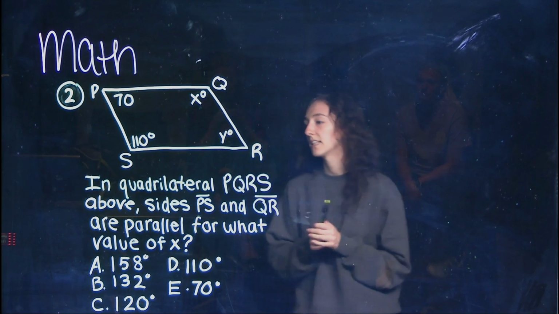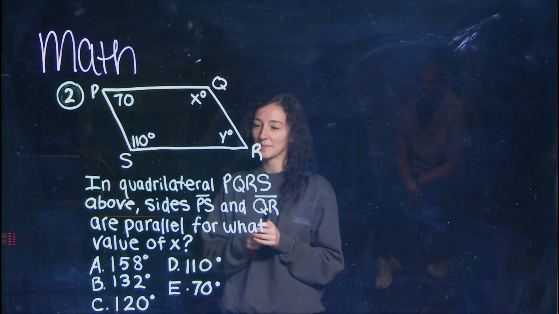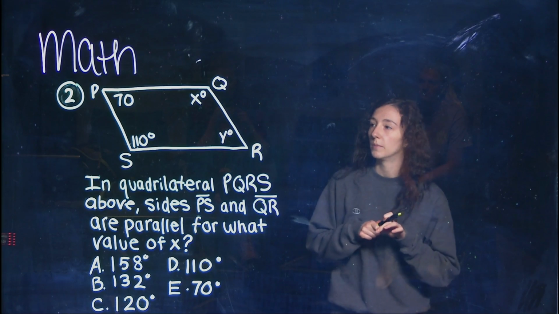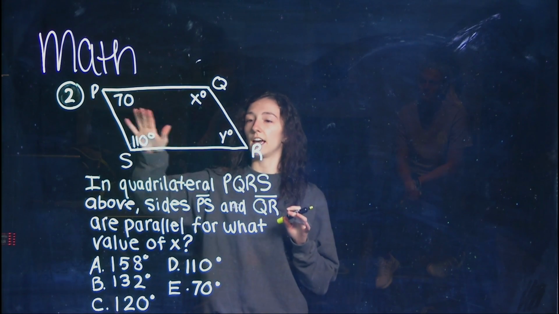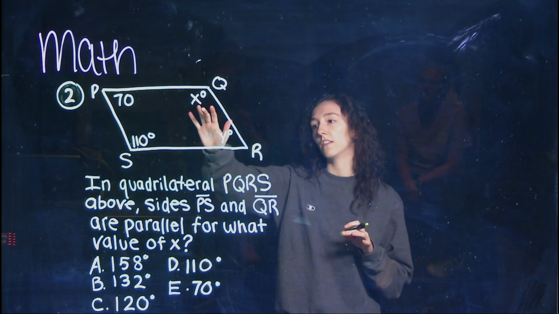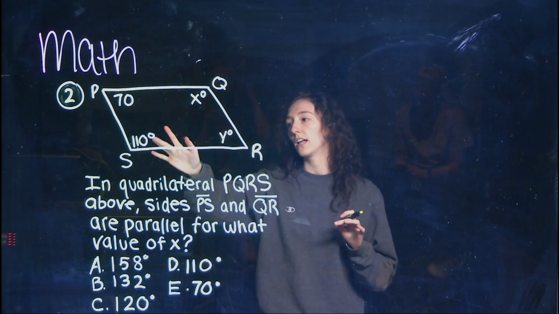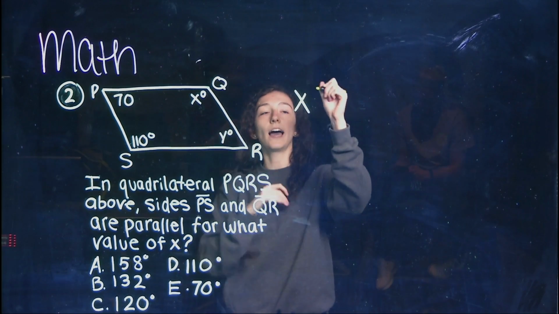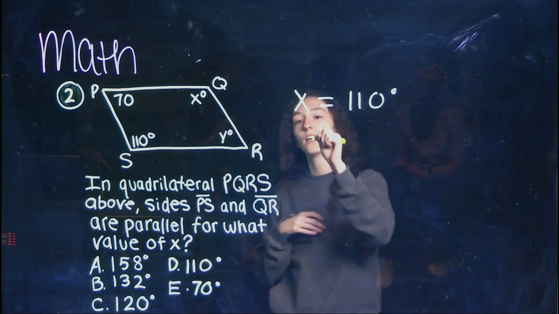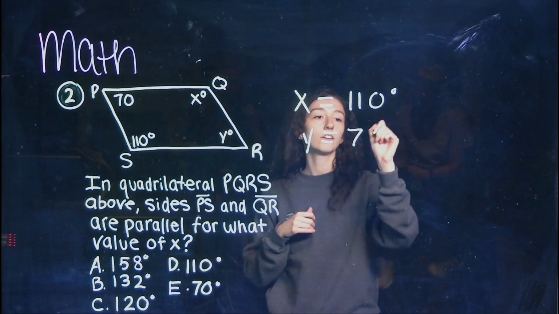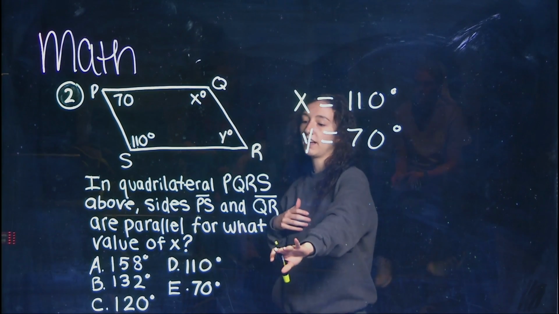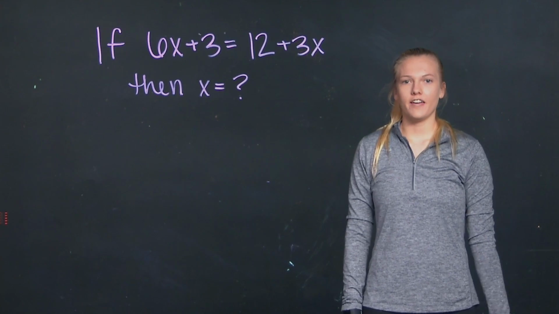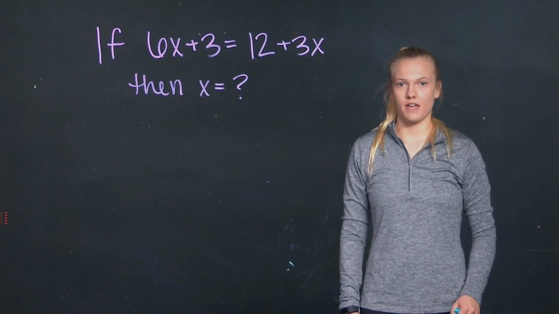So in this problem, it says in quadrilateral PQRS above, sides PS and QR are parallel. For what value of x? To approach this problem, you're going to look at the values that are already given, and then you're going to compare the values that you want to find. And in a quadrilateral, the angles that are opposite each other are going to be the same. So in this case, x is going to equal 110 degrees, and y is going to equal 70 degrees. But the problem is asking only for what value of x, so in this case, the right answer would be D, 110.